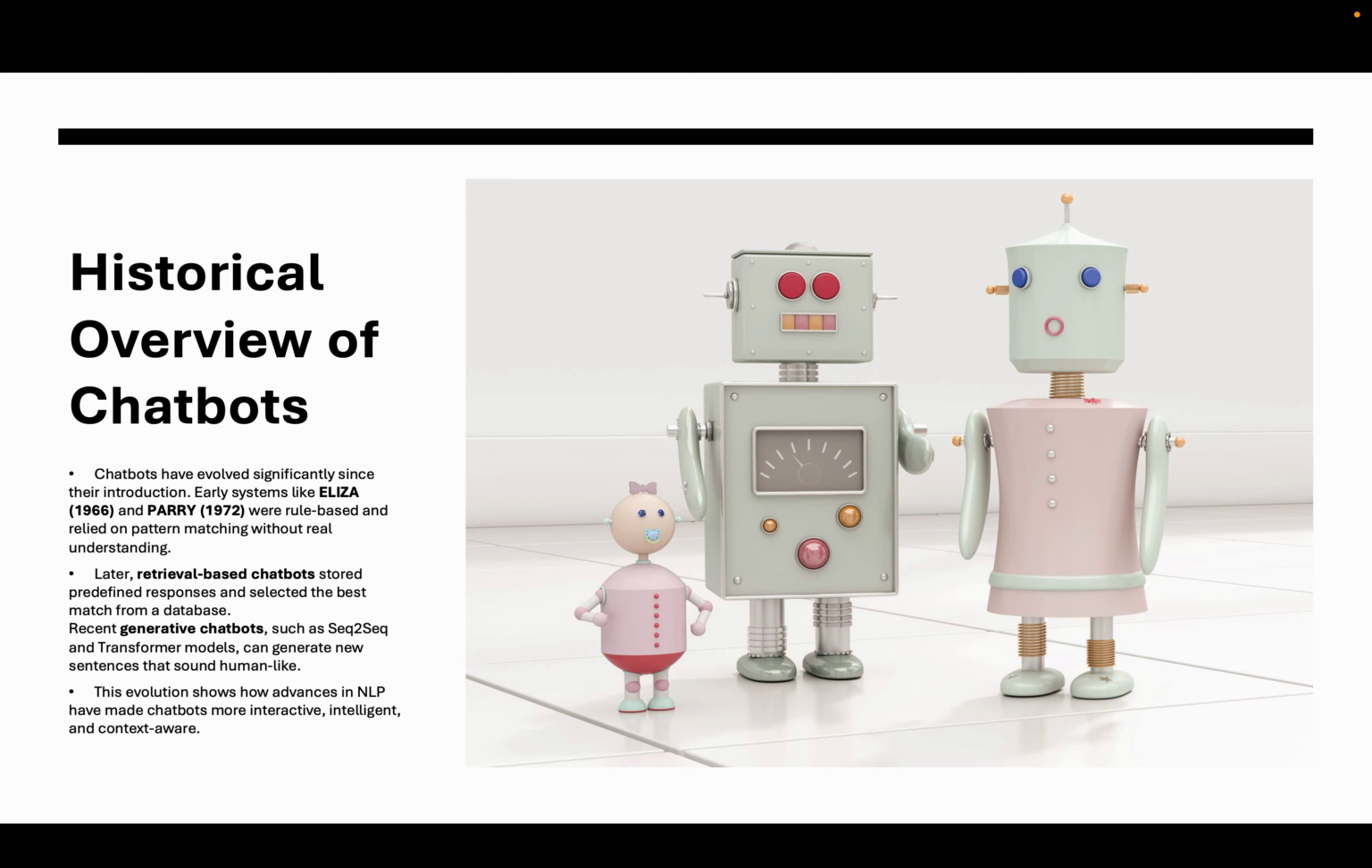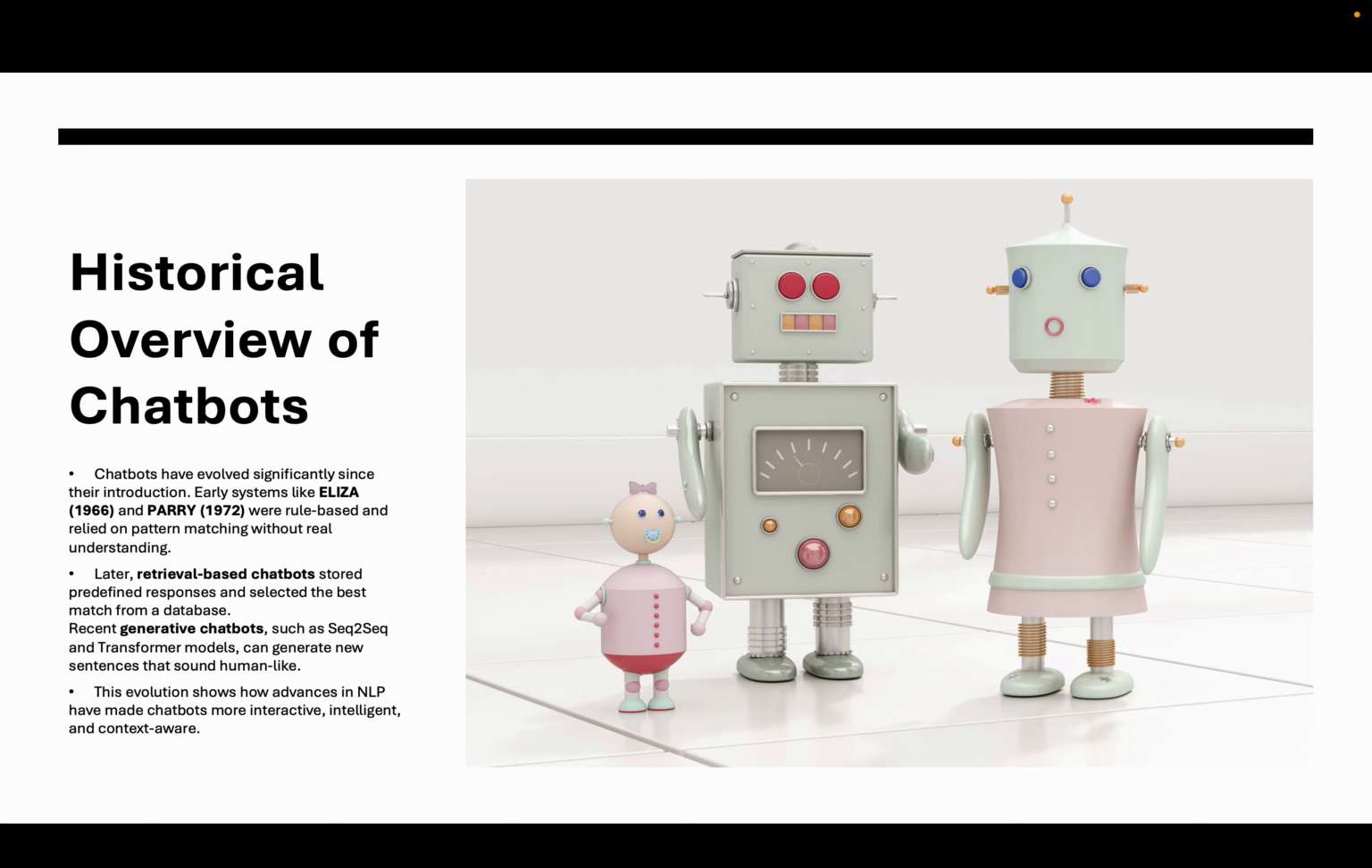In 1972, PARRY was created to simulate a patient with paranoid schizophrenia. While slightly more complex, it still relied on rules and predefined responses. Fast forward to the 1990s and 2000s. Chatbots like ALICE used keyword-based retrieval, and SmarterChild began appearing on messaging platforms. These were still limited but more interactive.